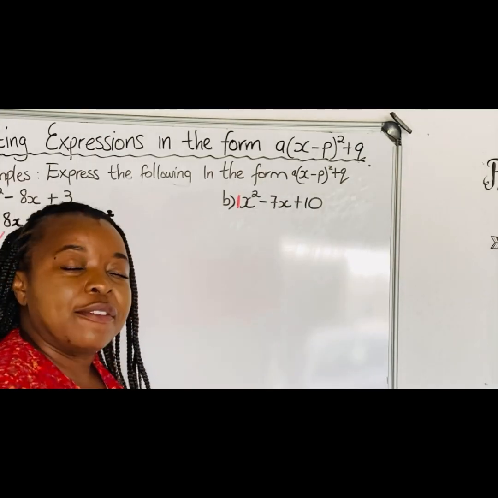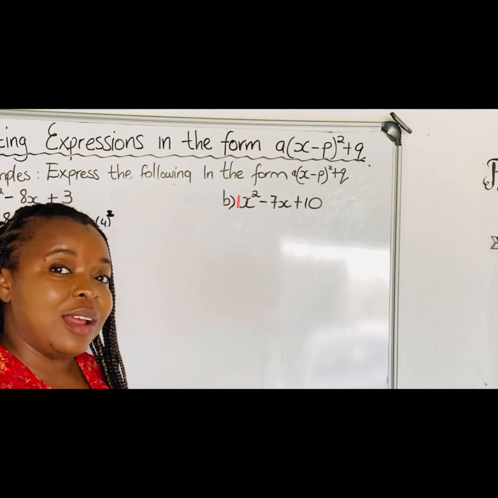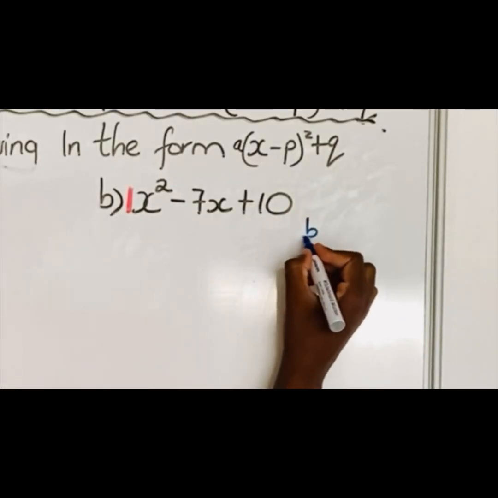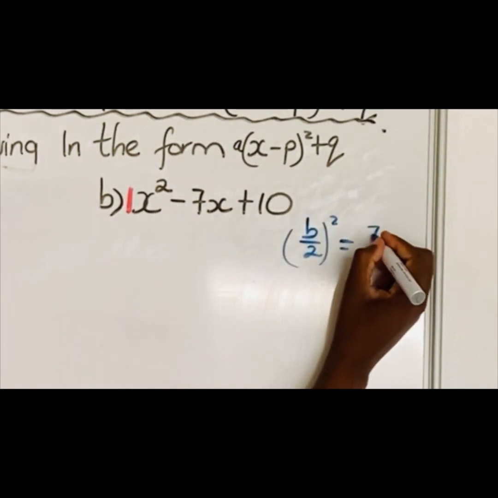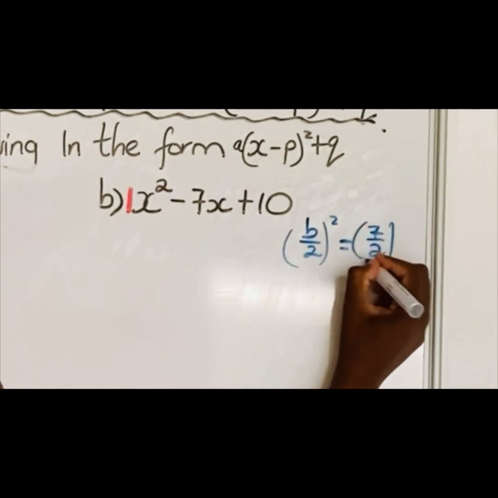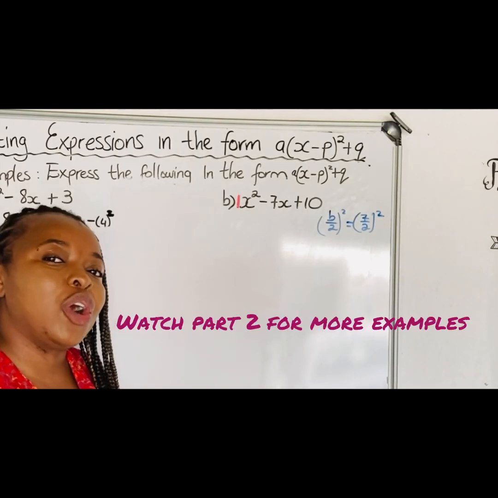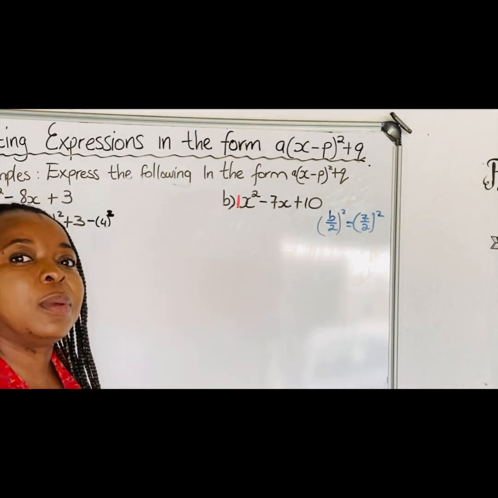So now we have made sure a is 1. Back to example B, we have made sure a is 1. Now we need to find our b over 2. So let's find b over 2 for this. What is our b over 2 here? Our b is 7, and 7 over 2 is just going to be 7 over 2, since 2 does not go exactly into 7 without leaving a remainder, so we just keep it as 7 over 2.